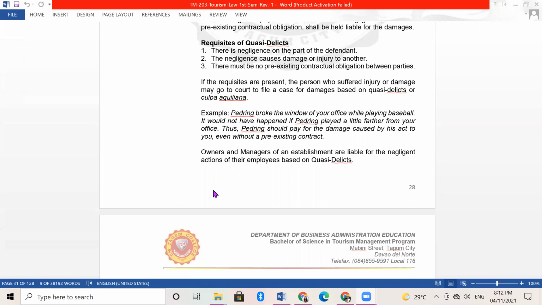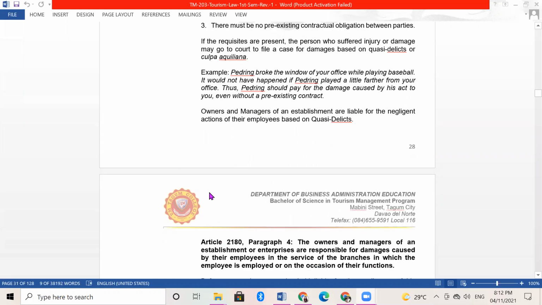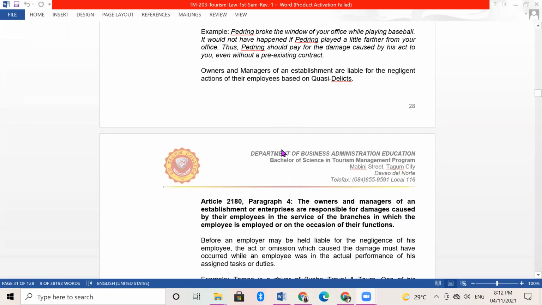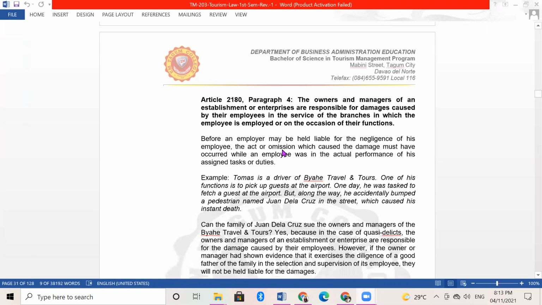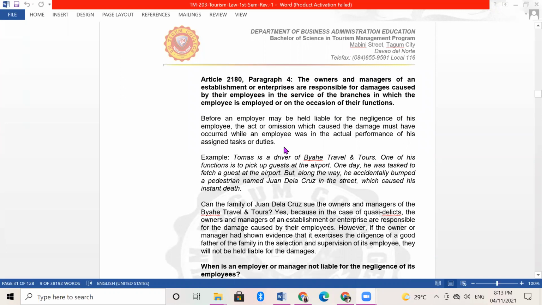So the owners and managers of an establishment are liable for the negligent actions of their employees based on quasi-delict. Under Article 2180, paragraph 4, the owners and managers of an establishment or enterprise are responsible for damages caused by their employees in the service of the branches in which the employees are employed or on the occasion of their functions. Before the employer may be held liable for the negligence of his employee, the act or omission which caused the damage must have occurred while the employee was in the actual performance of his assigned tasks or duties.